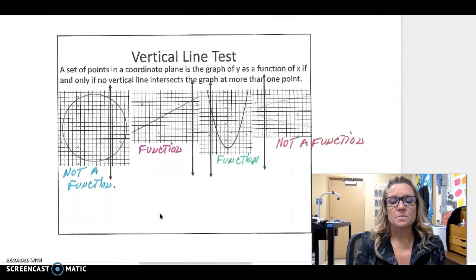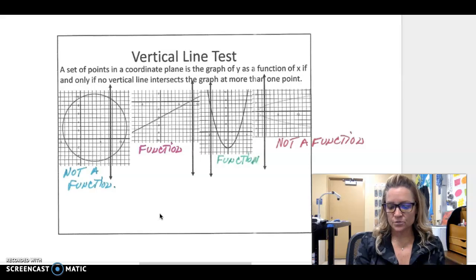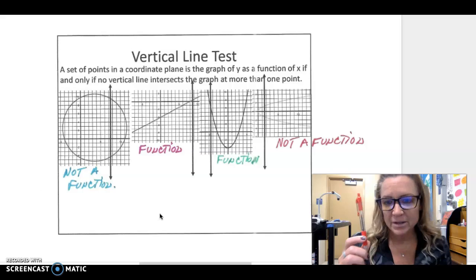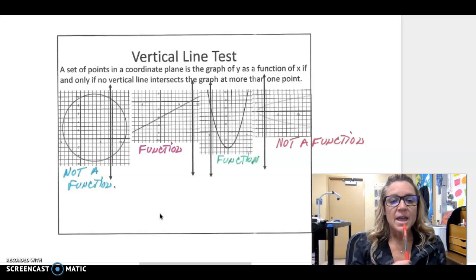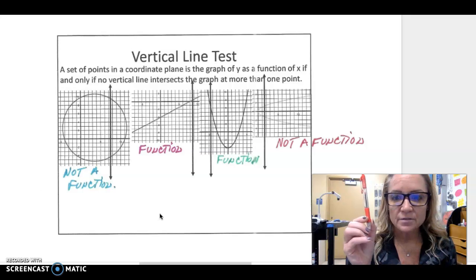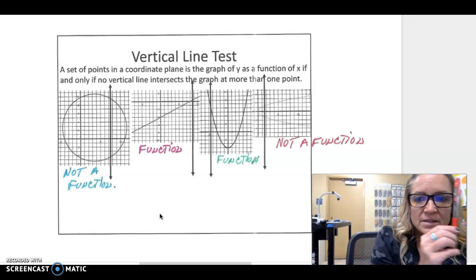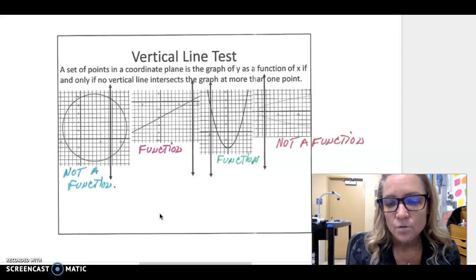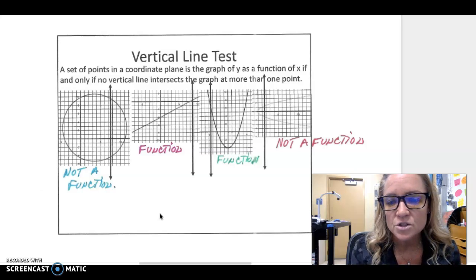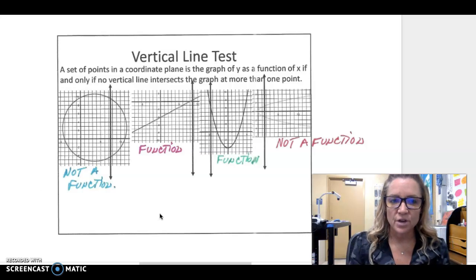Then we're going to talk about something called the vertical line test. For the vertical line test, you're going to take a pencil. I have a pen, but you can take your pencil, and you're going to start at the left side of a function and move across. And if your pencil only touches the graph at one point, you're going to say yes, it's a function. If it touches 2 or more, you're going to say no, it's not a function.